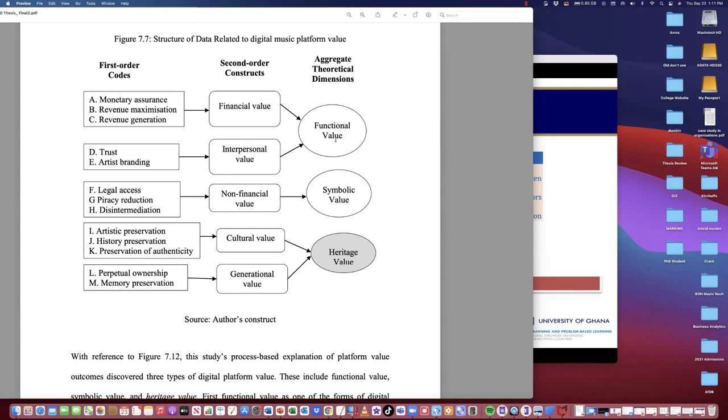You cannot generate heritage value if you didn't prove that there's cultural value and generational value. And if you didn't prove that there is artistic preservation, history preservation, and preservation of authenticity in the cultural one and the other one, these things have to occur before the other ones will occur. And you have to show it here. Okay. Do you understand it?